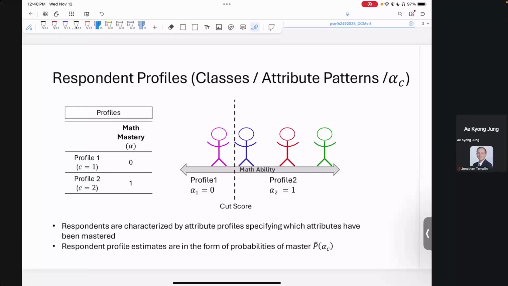But the respondent profile estimates are in the form of the probability of mastery, the probability of the class. So when we estimate after the DCM, we can get the probability of attribute class 1 and the probability that students are classified into class 2 or not. So at the end, the estimate is the probability of each class.